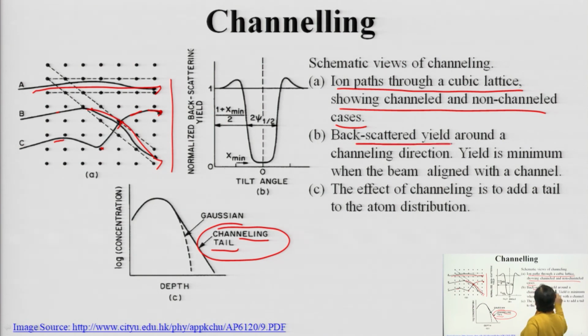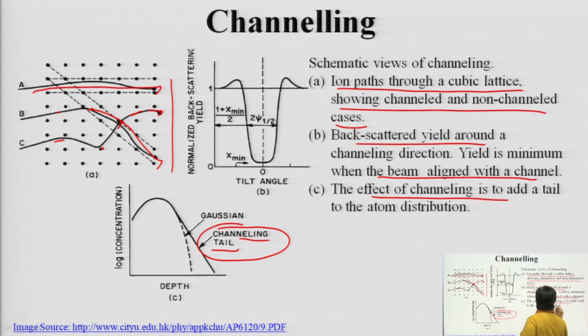The second one is backscattered. Whenever it is backscattered, see here it is backscattered. Naturally it is changing direction and the beam is aligned, and therefore you may have changes in the yield, alteration in the yield.